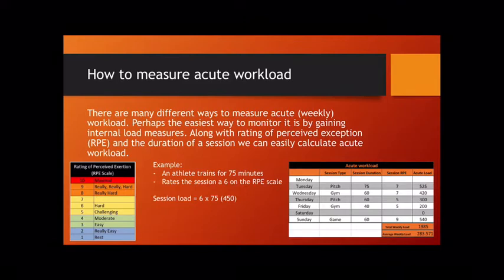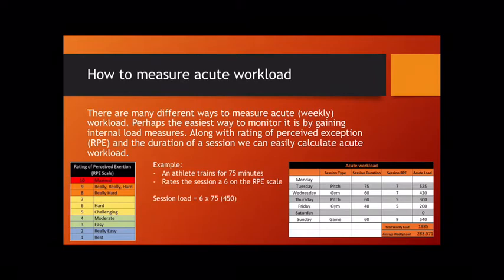Okay, so obviously we multiply the session duration by the session RPE, and that gives us the acute load on the right hand side. Then at the bottom we add that up. Our overall acute workload for that full week was 1,985, and then we divide that by 7, which is our week, which gives you 283.5. So our acute workload for that week would be 283.5.